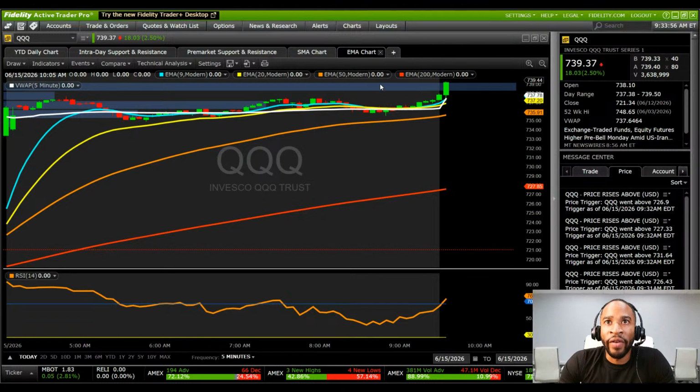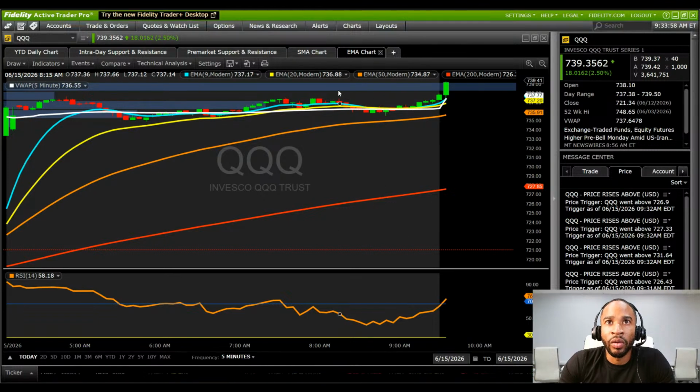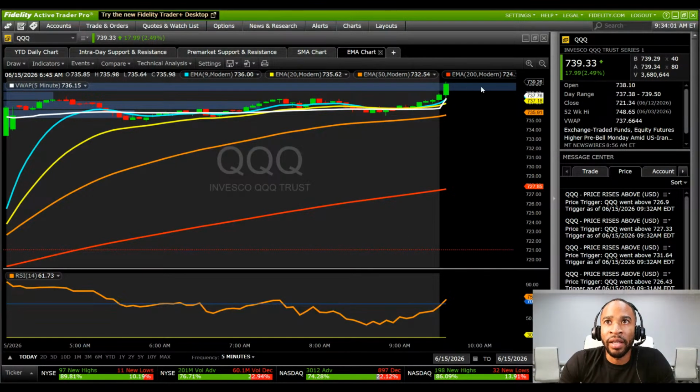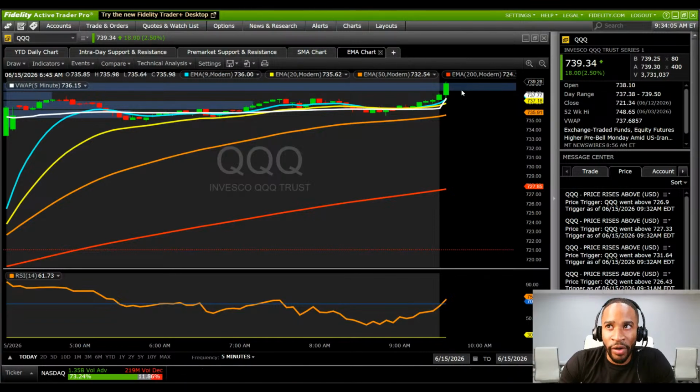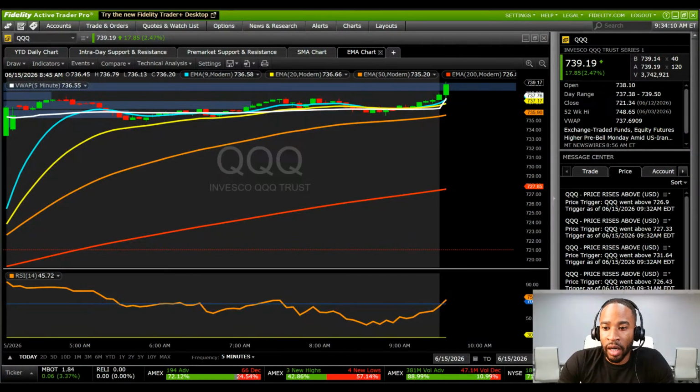Based on our volume profile zone, a lot of buyers stepped in at this price zone, between $737.38 through $739.40. All right, let's see what the market is about to give us.